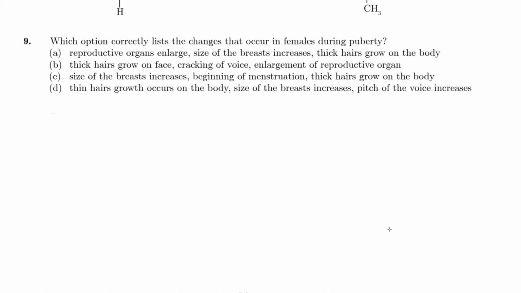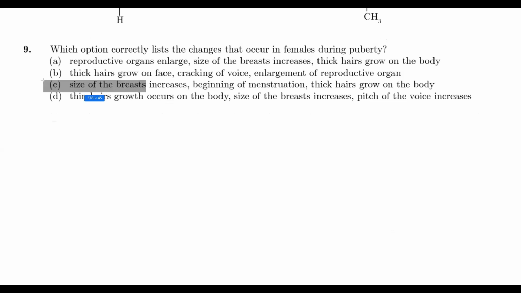It says which of the following options correctly lists the changes that occur in females during puberty? Okay, so the changes that take place in females during puberty, you can read the options and I can see that C is the correct option. Because of the development of mammary glands, the size of the breast increases, and the beginning of menstruation, that is the onset of menstruation, indicates puberty, and thick hair grows on the body, around the pubic region.